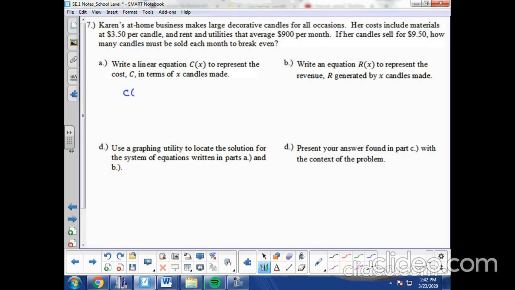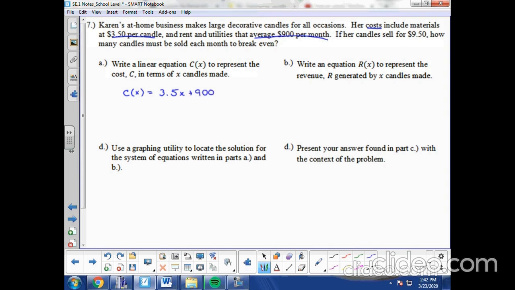So in here, there's a couple things that come into cost. Her costs are $3.50 per candle. We don't know how many candles are made, so we're using this as x. 3.5 times x. But that's not the only part of cost. Notice that rent and utilities average $900 per month. So her cost is an additional $900.